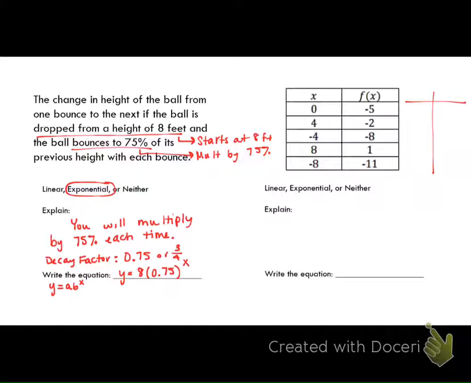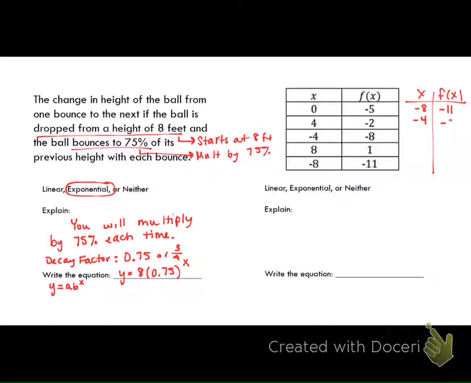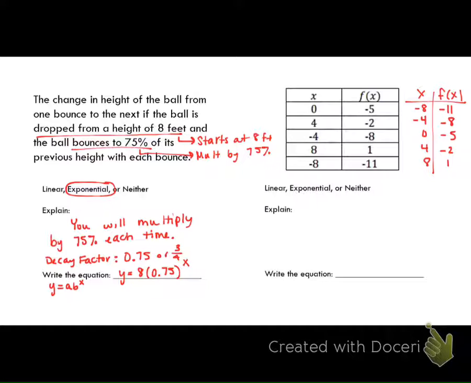So this is x and f of x. My lowest number is -8, which goes with -11. Then -4, which goes with -2. Then 0, which goes with -5. -8, you said? Okay. Thank you for telling me sooner than later. 0 goes with -5, 4 goes with -2, and 8 goes with 1. So I just reordered it so the x values are least to greatest. You guys see that? It makes it way easier to tell things.